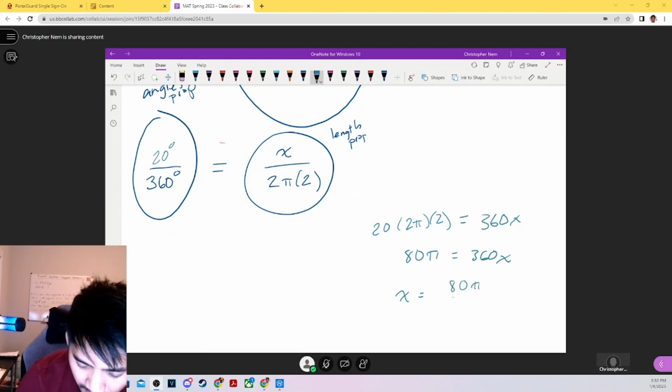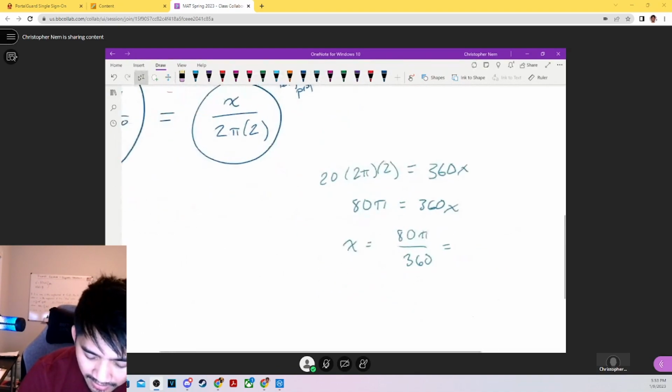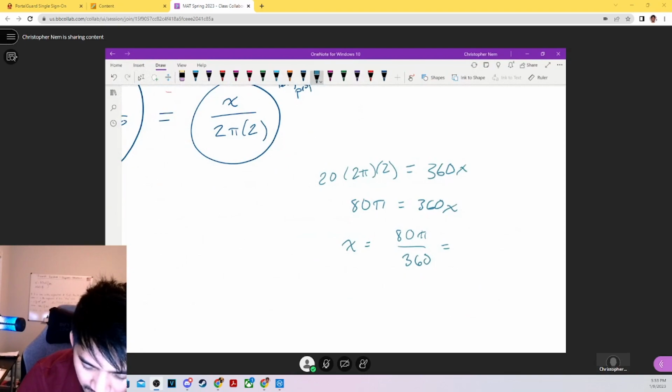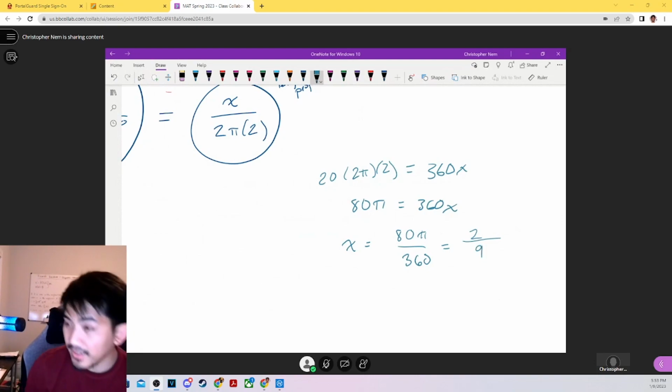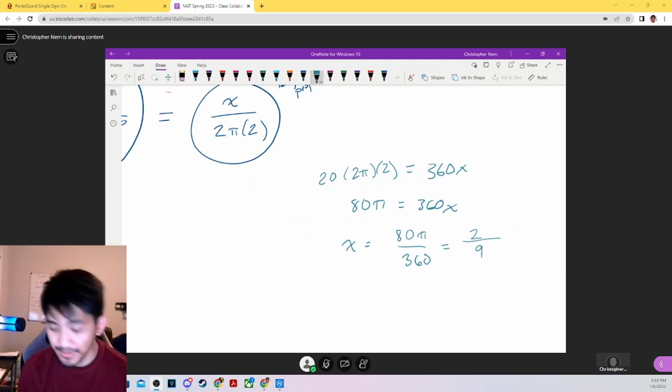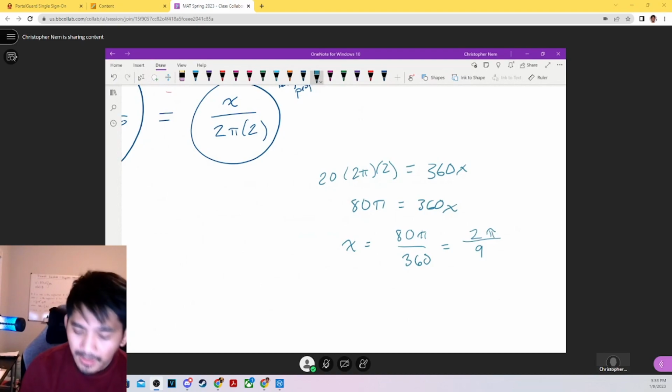X is equal to, and if I want to calculate this even further, what is that? 80 pi over 360, which is going to give me, I can't do math that quickly. Let's see, what is that? 2 over, I don't even know what I divided by. 9? 2 over 9? I might be wrong. So make sure you double check my answer. 2 pi over 9.